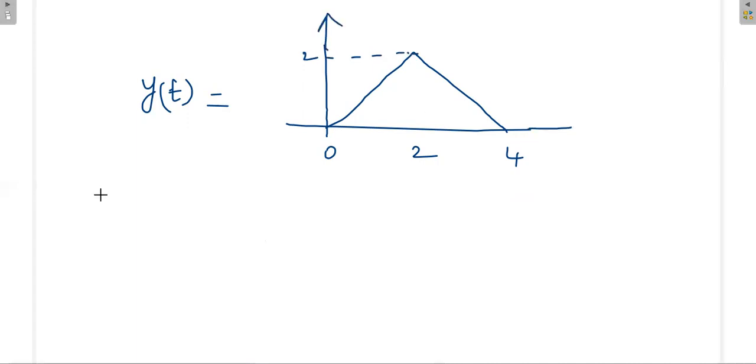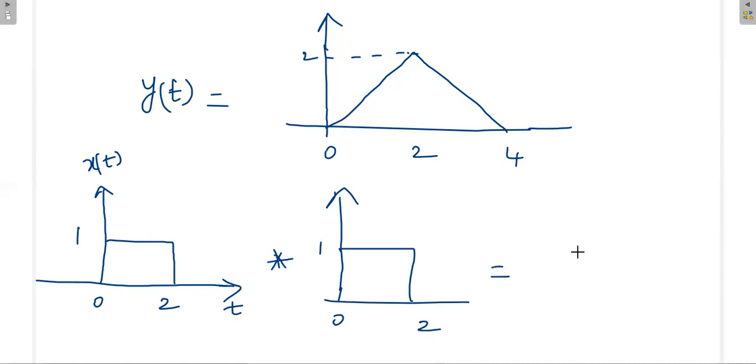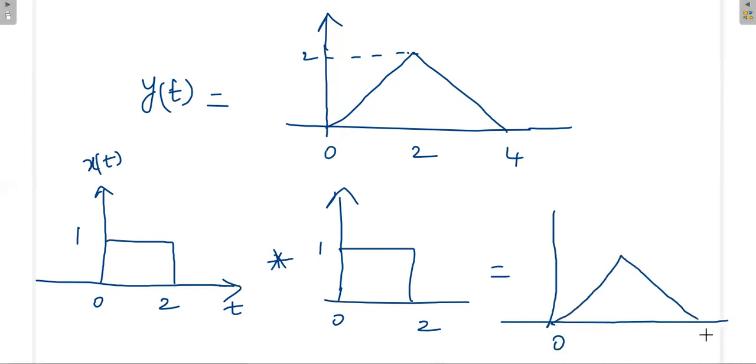So that means what? When we do the convolution of two finite duration signals with equal duration, say this is x of t with the duration 0 to 2, convolved with the same signal with the same duration, same shape. Again, this is also 0 to 2 with amplitude 1 and 1. We are finally getting a triangular signal with 0, 2 and 4 with the amplitude as 2. Okay, so this is h of t and y of t.